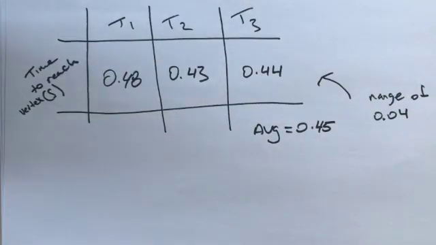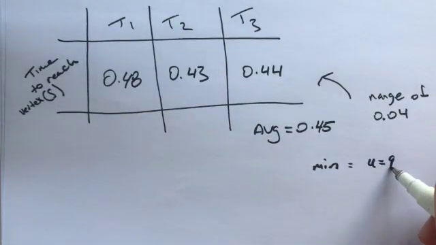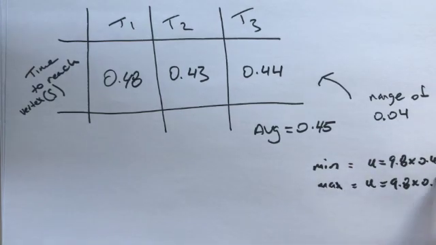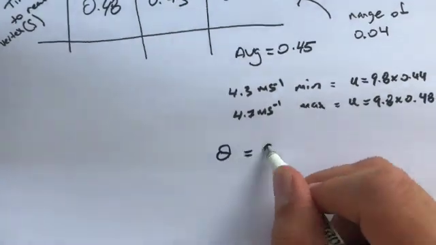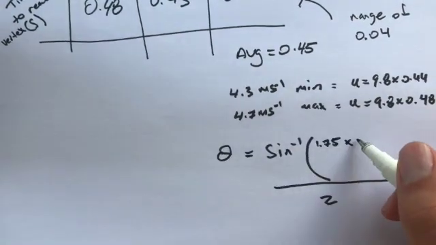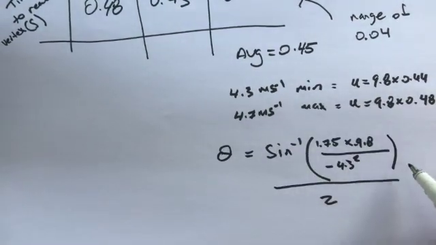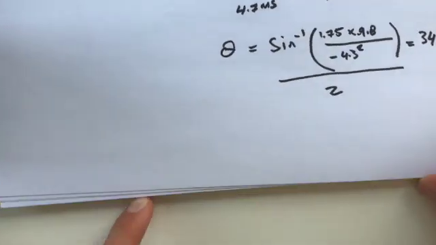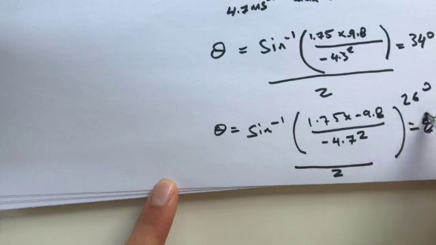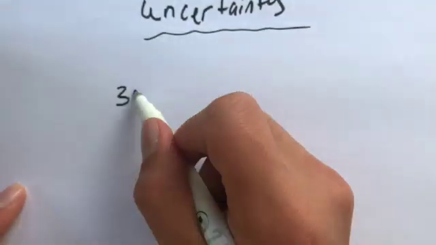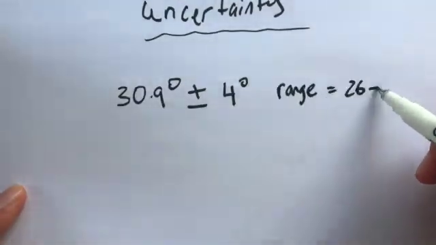Within the initial velocity trials, the range of uncertainty for the dart's time to reach its vertex was 0.04 seconds. This produced a variation of 0.4 for its initial velocity when carried forward into the equation, which resulted in a launch angle of maximum 34 degrees and a minimum of 26 degrees. Thus, the uncertainty of the launch angle to reach 1.75 meters is 31 degrees plus or minus 4 degrees.